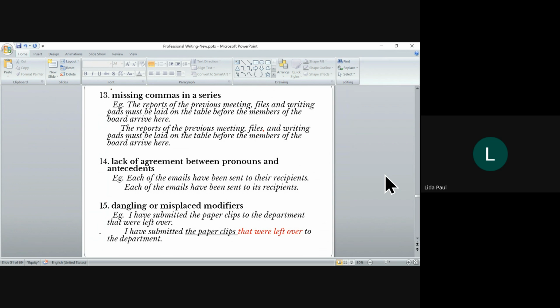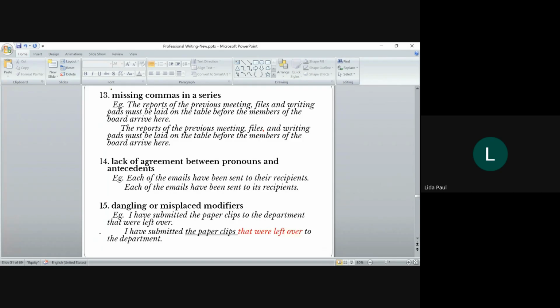And what is the series comma? Usually, when you write it the first way, you separate previous meeting, comma, files, and writing. So you don't use a comma before "and" because you think, okay, there is already an "and," why should I use a comma? But people who argue for the series comma would say, no. You need to separate that last thing in the list also with a comma before the "and," right? Like in the second case: previous meetings, comma, files, comma, and writing pads must be laid on the table, right? This is why it's called a series comma.